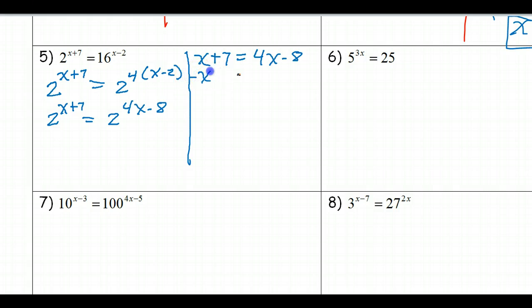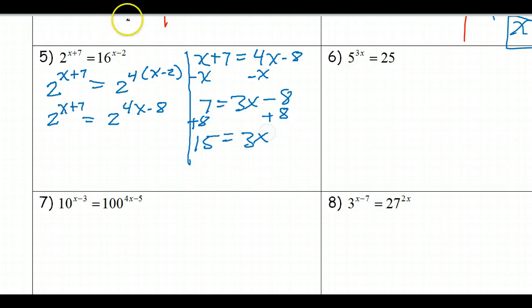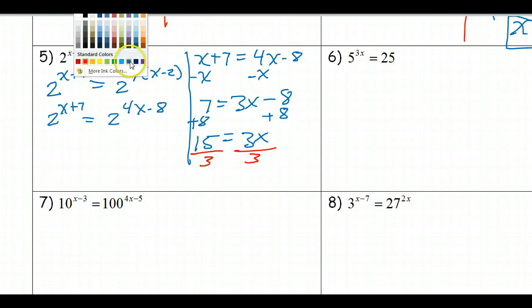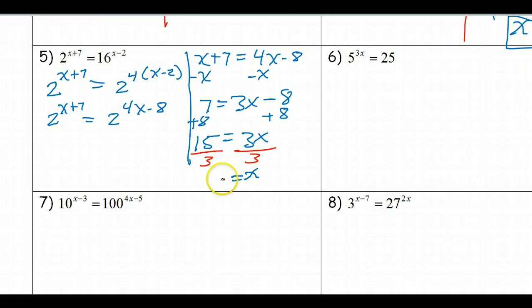If I subtract x from both sides, that gives me 7 equals 3x minus 8. Time to add 8 to both sides. That gives me 15 equals 3x. Time to divide by 3. So that gives me x equals 5.